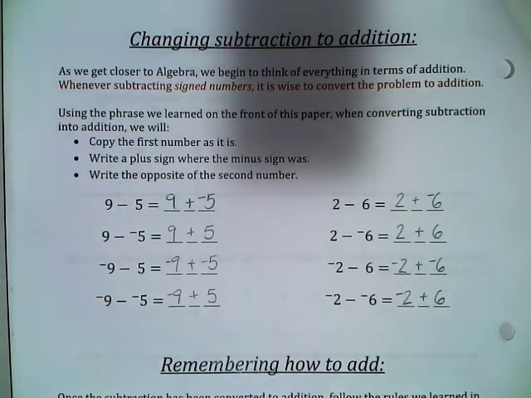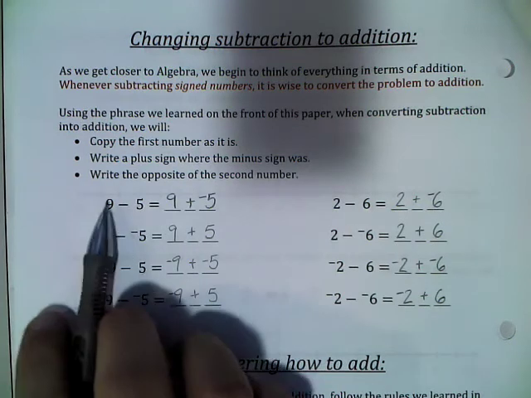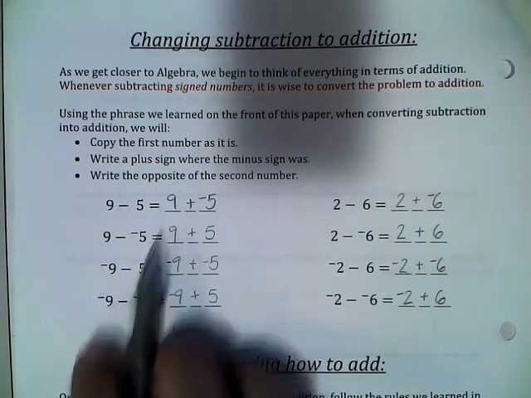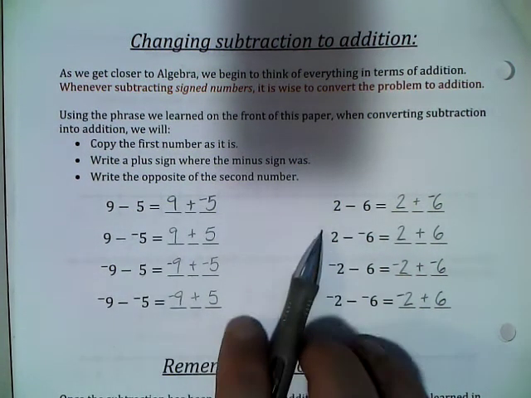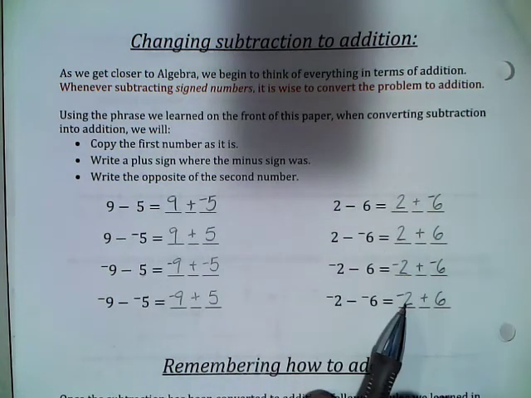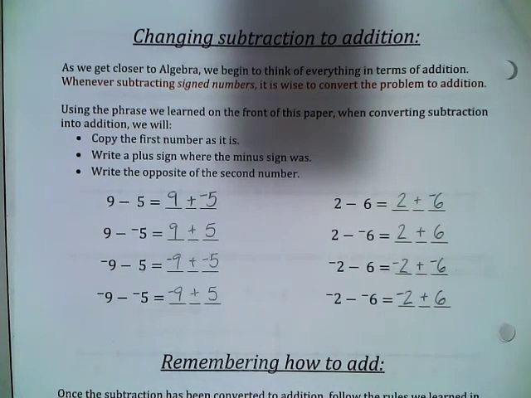So again, to emphasize the pattern here, you've got to see it. The first number, 9, 9, negative 9, negative 9, just gets copied. 2, 2, negative 2, negative 2, just gets copied. It is the second number then that will become its opposite.